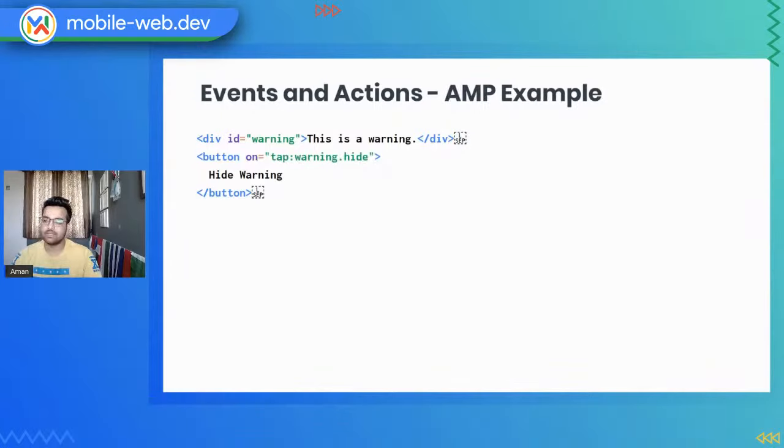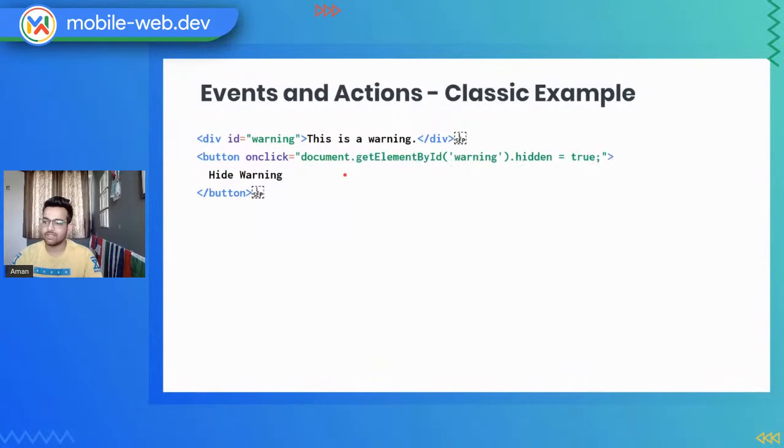You don't need to include any JavaScript or jQuery library inside it. You just need to name your element with the element name that you want to give. For example, in this case, we are using div ID warning. And then on the button, you use a simple mechanism: on tap is equal to warning.hide. It's as easy as this. So we are actually saving a lot of characters.